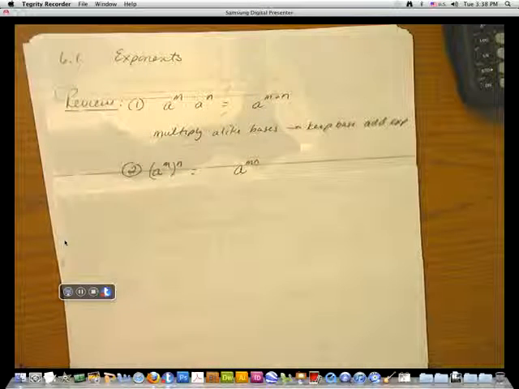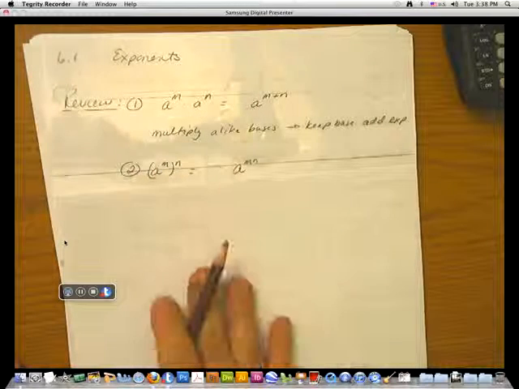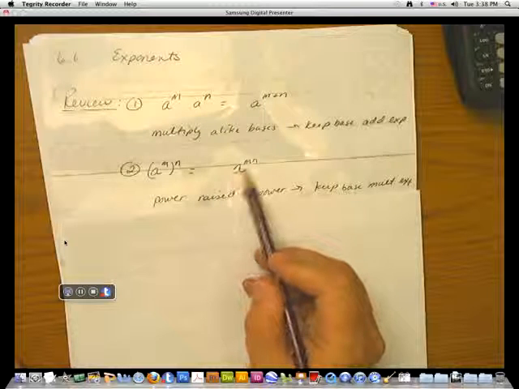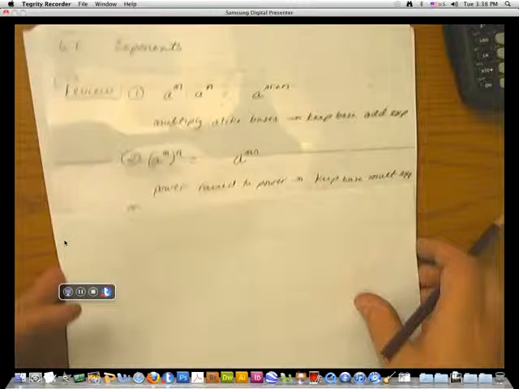Rule number 2 says that when I have a power to power, I keep the base and I multiply exponents. Again, all of these are review of these 9 rules. None of them should be new. We're going to go through them.